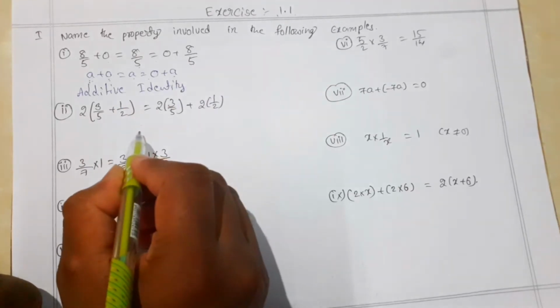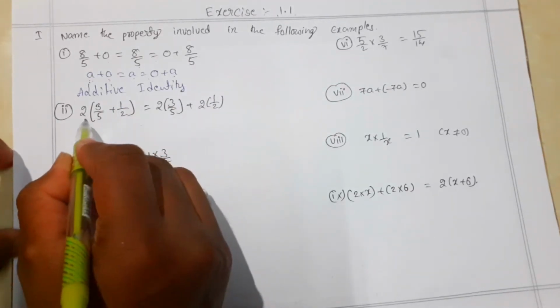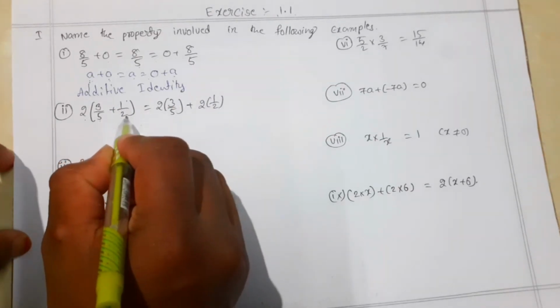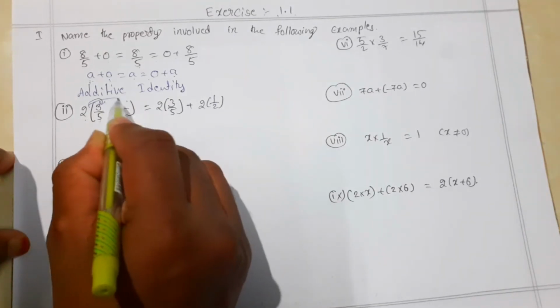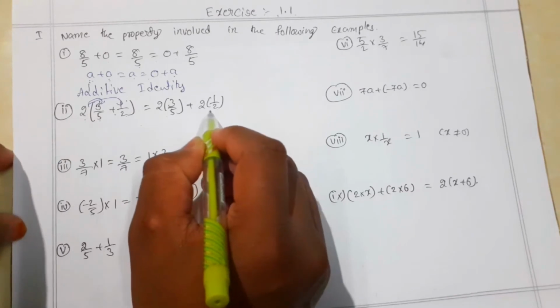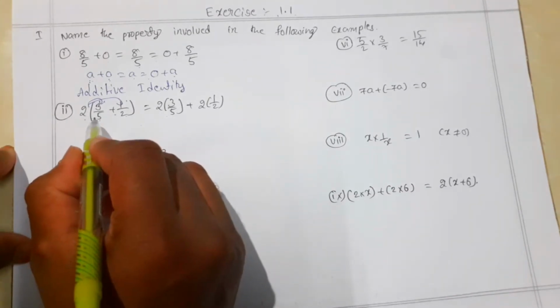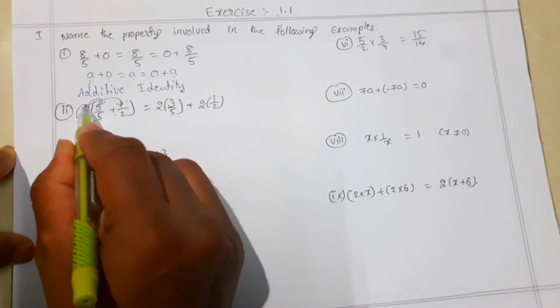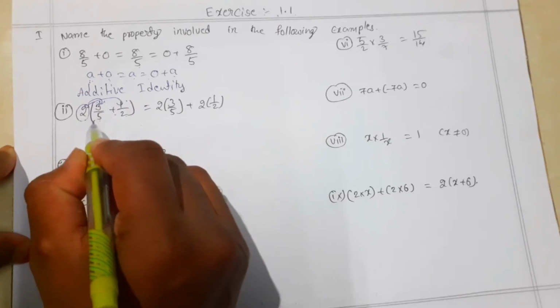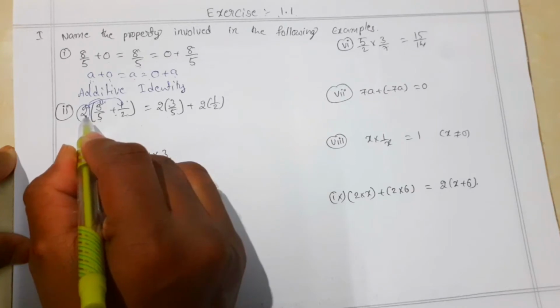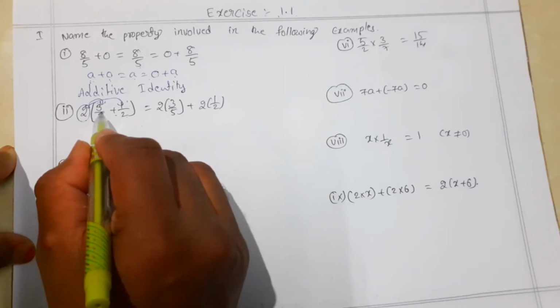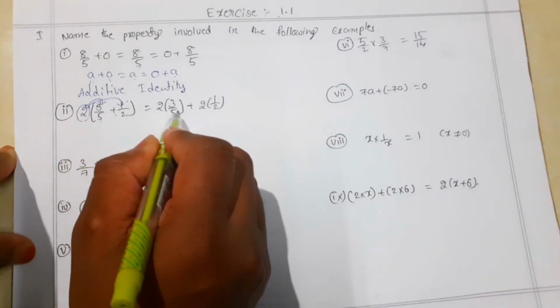If you see the second one, we have 2 of 3 by 5 plus 1 by 2, which is equal to 2 into 3 by 5 plus 2 into 1 by 2. On observing this, we can say that this 2 is distributed to each term of the numbers in the bracket.